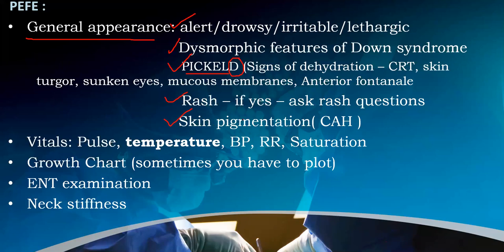So for general appearance, there are a lot of things to ask in the vomiting cluster. Start in this way on general appearance. Is the child active, alert, or drowsy? Is there any dysmorphic sign of Down syndrome? Any sign of dehydration? Any rash? Any skin pigmentation? This is all in the general appearance.